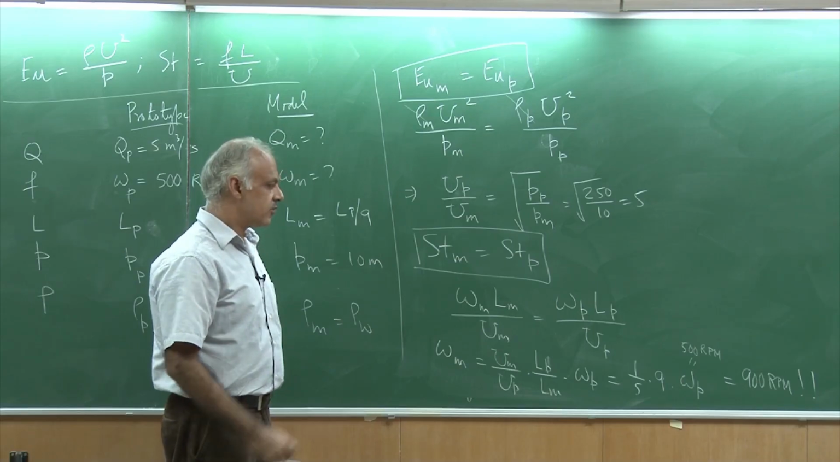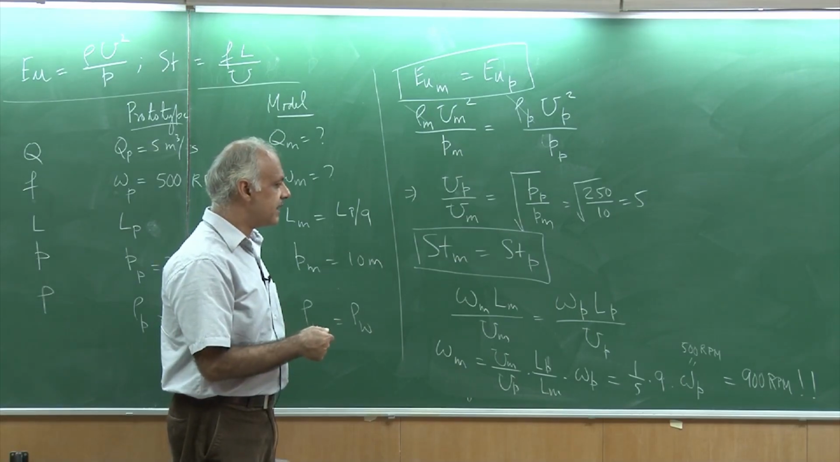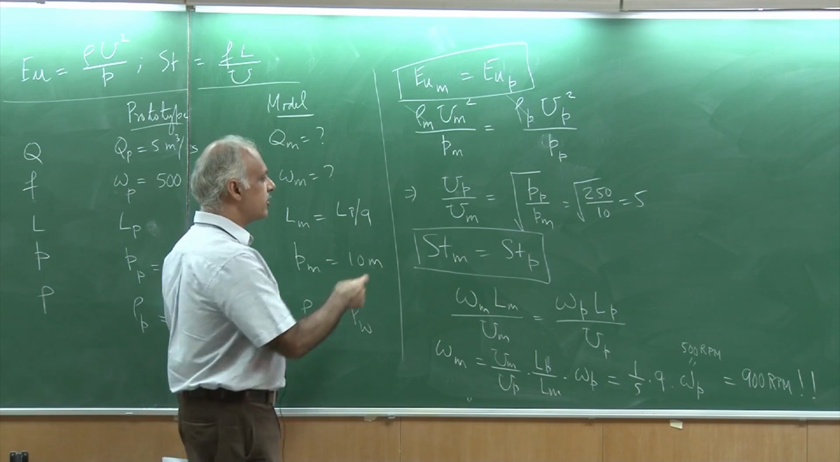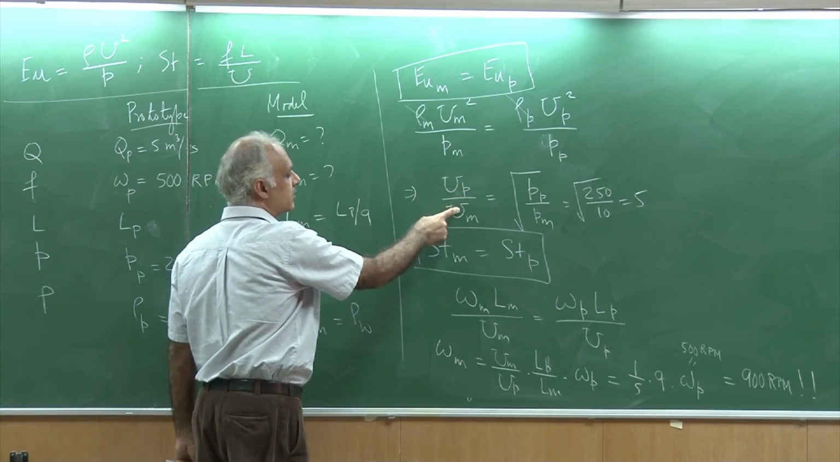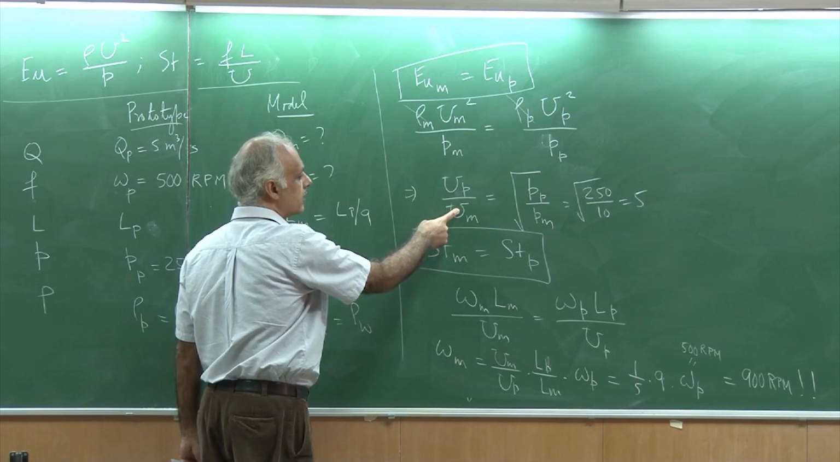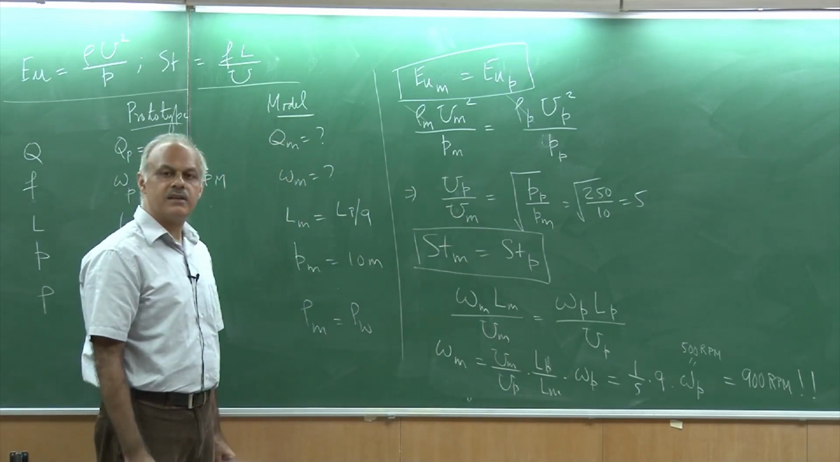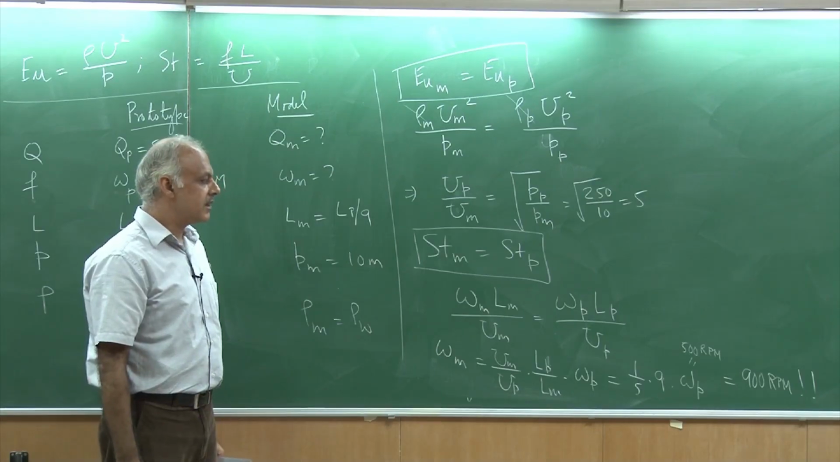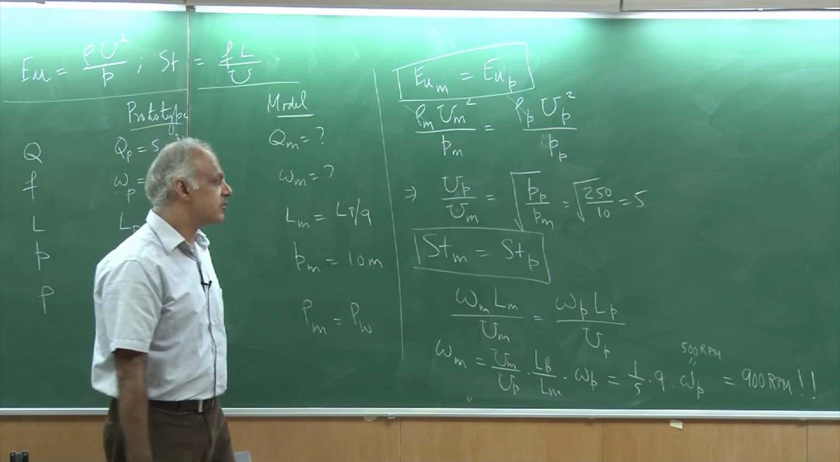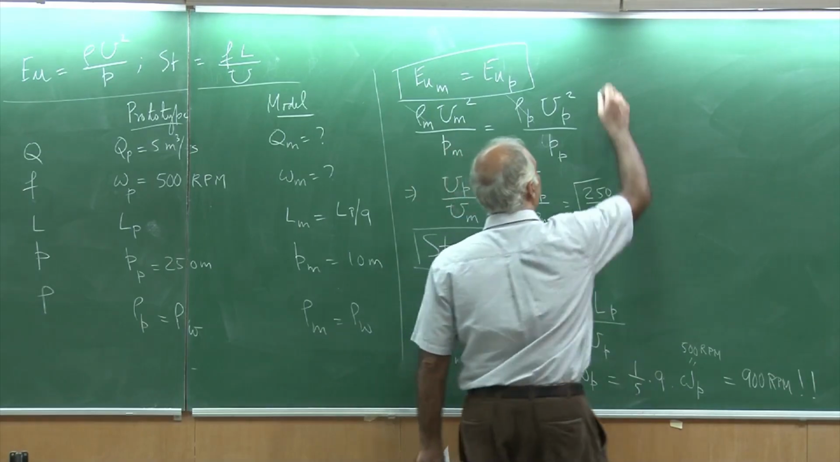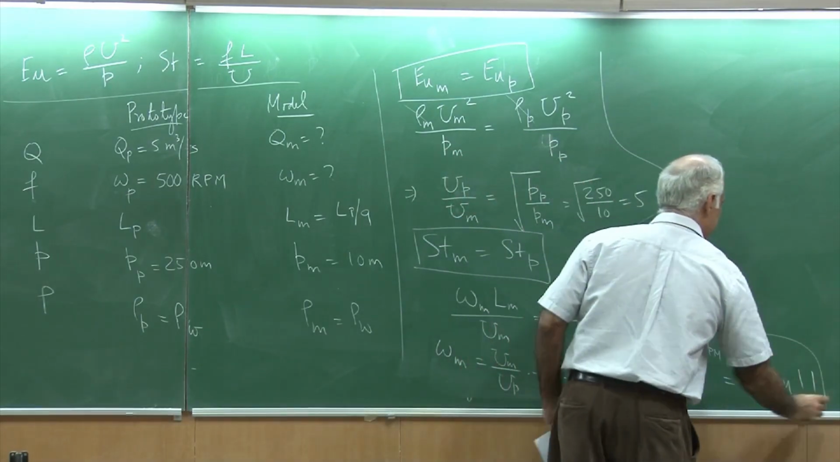So, we have already ensured geometric similarity, and by ensuring the model speed or the speed of water through the model and the spin rate of the pump, the model pump, now the dynamic similarity is ensured. So, what would be the flow rate?